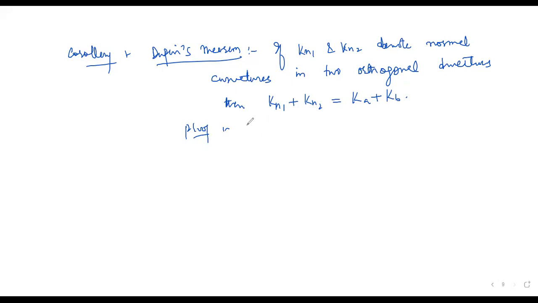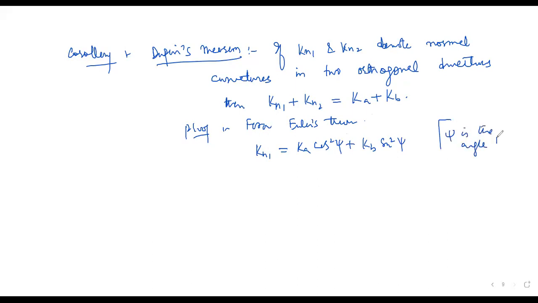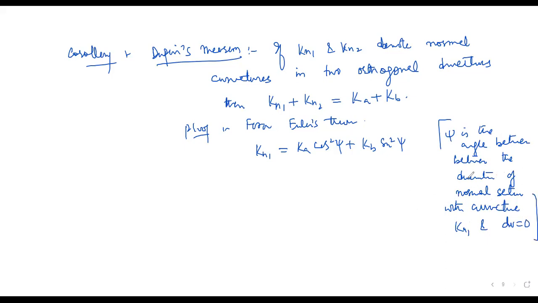So we know that from Euler's theorem, k sub n would be equal to k sub a cos square psi plus k sub b sine square psi, where psi is the angle between the direction of the normal section with curvature k sub n1 and dv equal to 0. That is, along the direction of the normal section whose curvature is k sub n1, the angle it makes with dv equal to 0 is psi.